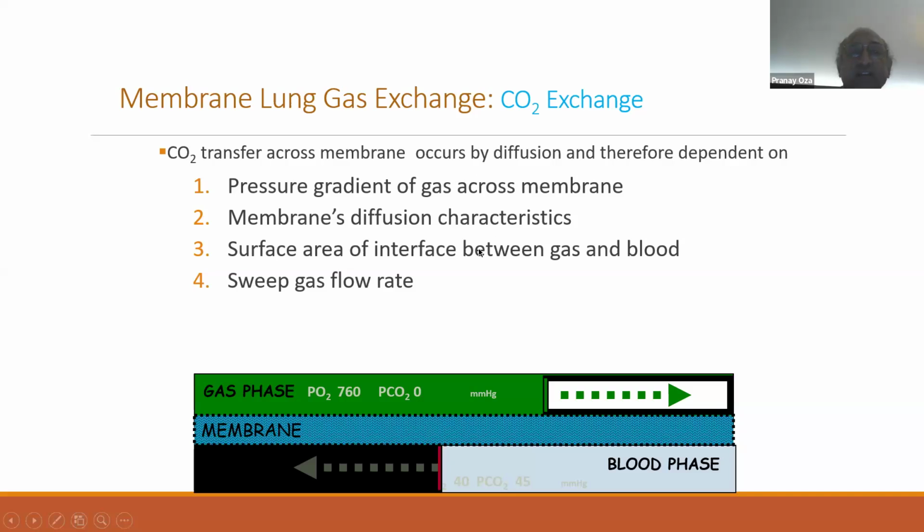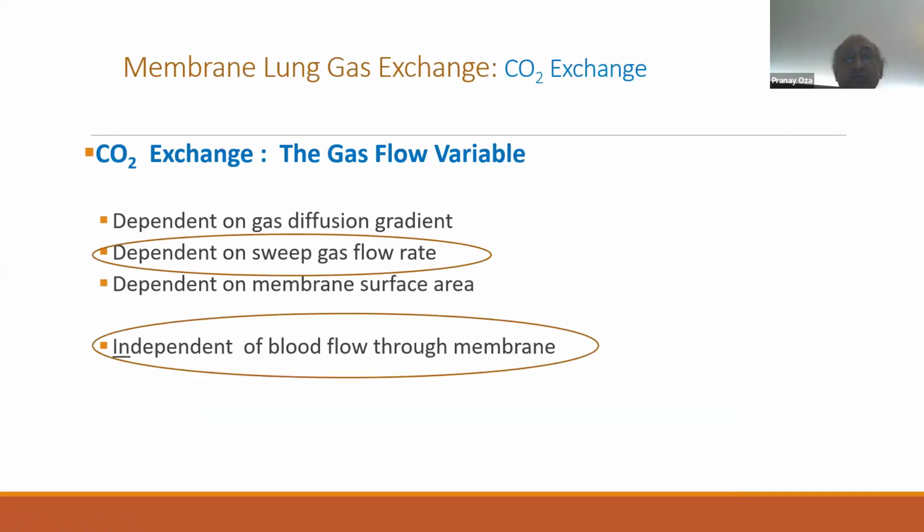The CO2 exchange basically depends on the pressure gradient, the membrane diffusion characteristics, and the surface area. The most important part is the sweep gas flow rate. So it depends basically on the sweep gas flow rate. The higher the sweep gas flow rate, the higher the CO2 clearance. So whenever you want to modify anything in CO2, you have to adjust the sweep gas, because that is the only adjustable parameter. The rest of the parameters are fixed.